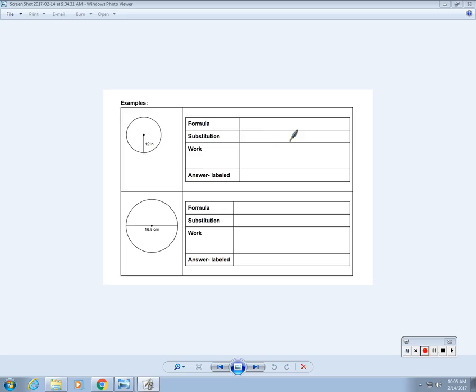So 2 times 3.14. What is pi going to be equal to every time? 3.14. Do we have to put 3.14 there? Yes. What else would you put? Pi? No, because we're going to solve. That's where our substitution line comes in. We're going to substitute in numbers. And what does the r stand for? Radius. Do we know the radius? It's 12, so it's going to become 12.